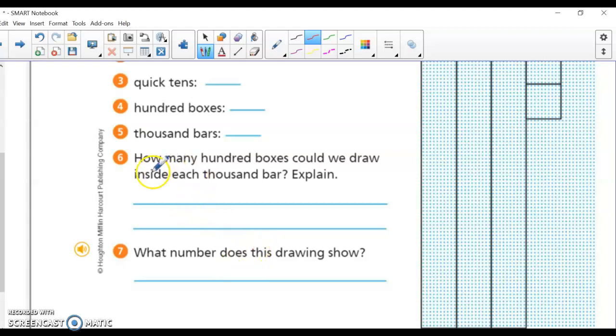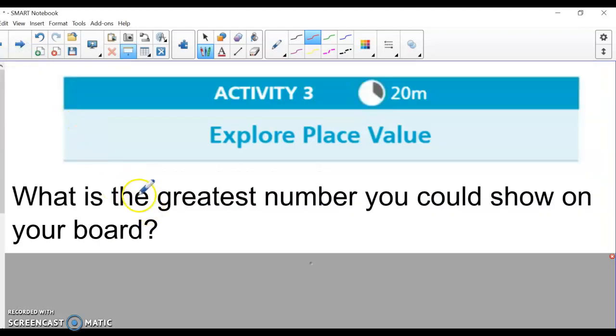Number 6 says how many 100 boxes could we draw inside each 1,000 bar? Okay, you can pause it now and try and finish this, or you can wait until the end of the video. We have one more concept to look at, and then you'll have your full assignment, and I'll let you go off and work. So pause it if you need to. We can keep going through, and you can come back to this as well if you want.